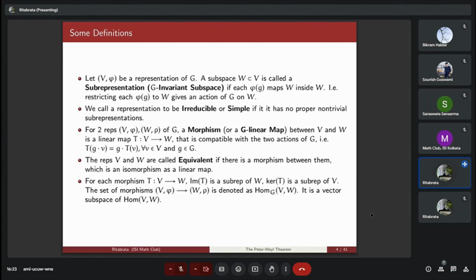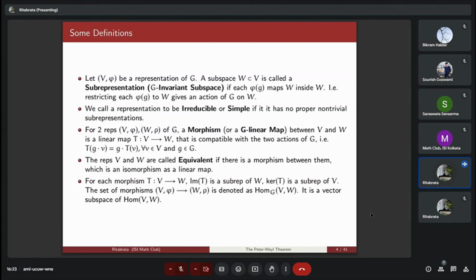Similarly, two representations we call isomorphic or equivalent if they are the same as representations. That is, representations have two data, a vector space and an action. So isomorphic means the underlying two structures have to be the same. The vector space structure has to be the same, meaning there should be an isomorphism from V to W, and as representations they have to be the same, which implies the isomorphism of vector spaces must also be an isomorphism as a G-linear map.